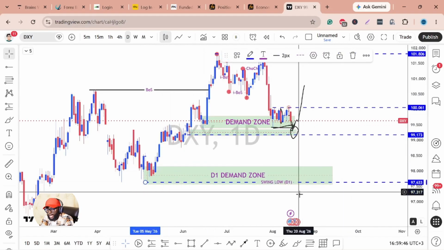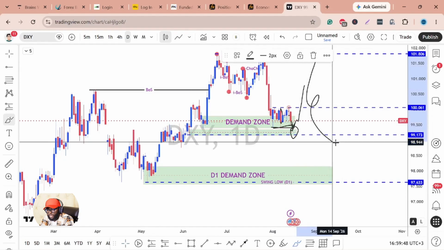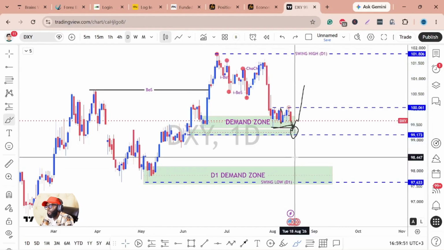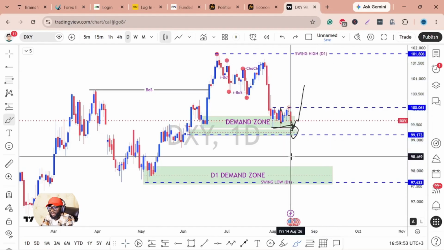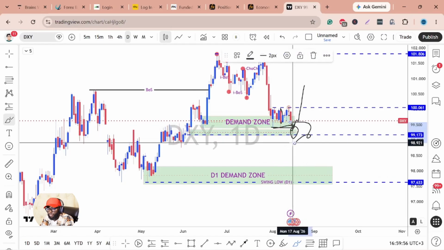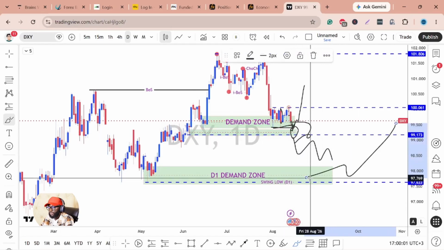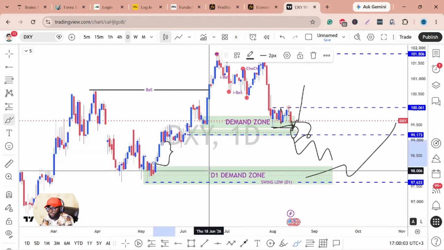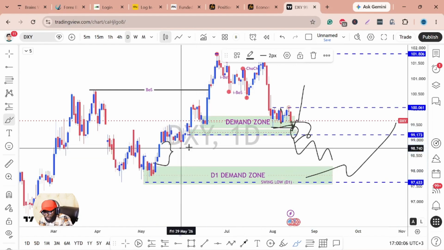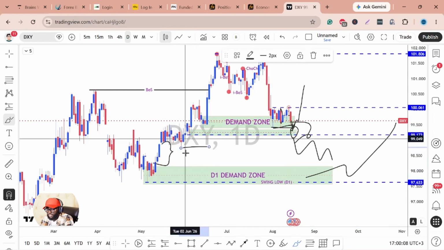So therefore, DXY might actually do anything it wants in between here, and of course, we are still in an uptrend from the daily structure. And if at all this level now breaks, then of course we'll be looking to take DXY to this extreme demand zone, because we also have some imbalance low here and some liquidity just lying here. So that is it for the DXY.